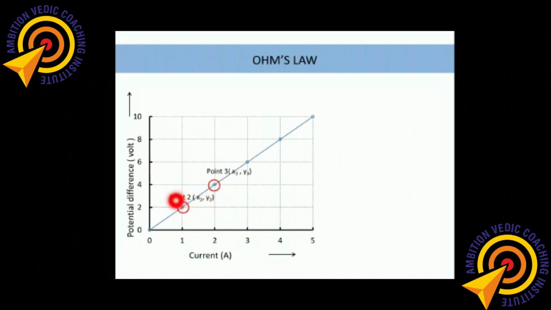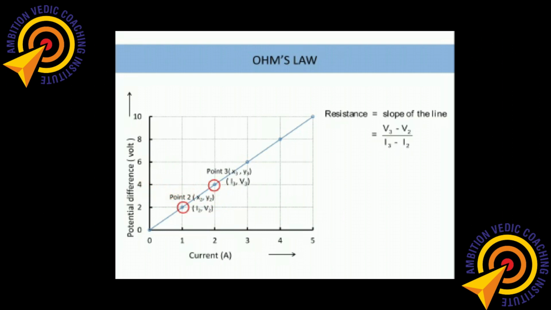But here we have potential difference on the y-axis and current on the x-axis. So therefore we'll put it as I2. Value of I2 is how much? 1, and the value of V2 on the y-axis is how much? 2. Similarly, if you go to point number 3, I3 and V3, the value of I3 is the x coordinate. When we draw a straight line downwards cutting the x-axis, the point where the line intersects the x-axis will give us the value. Here it is 2. Similarly for voltage, it is 4.